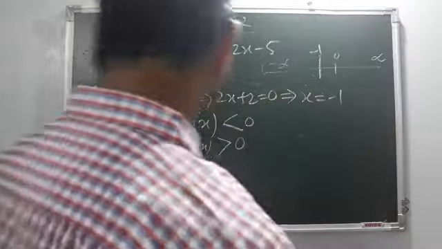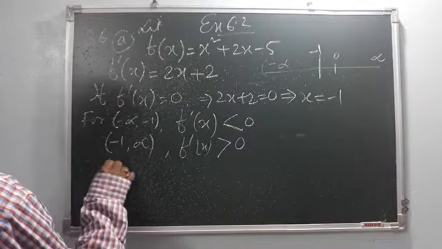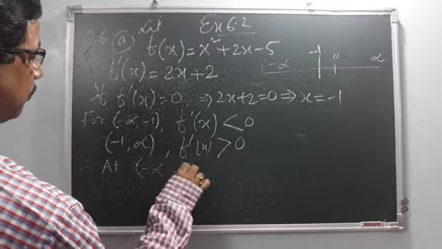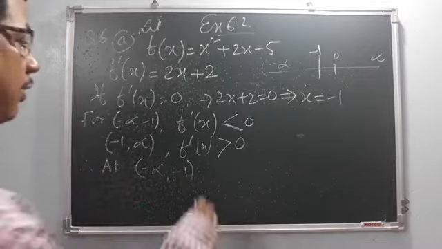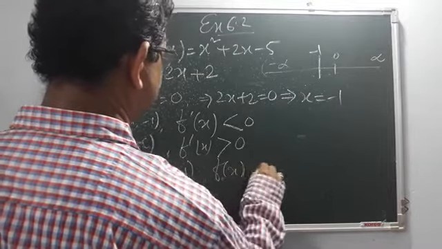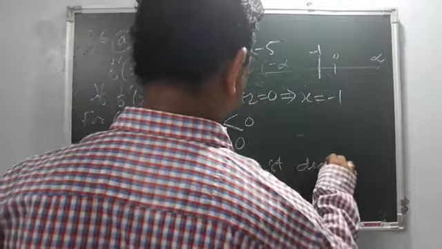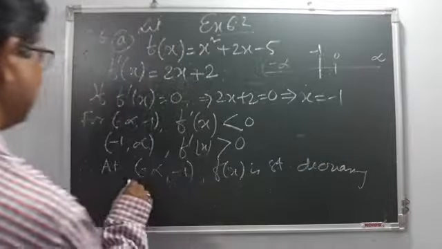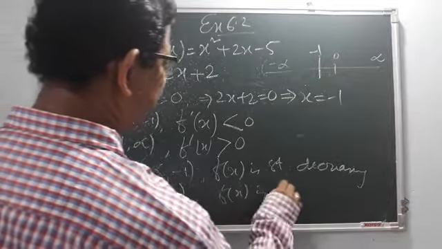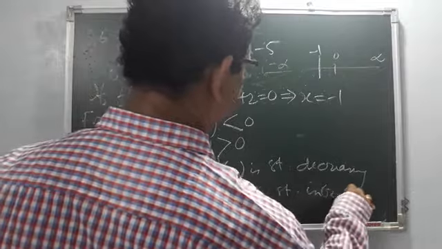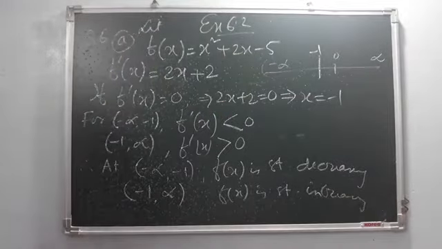So we will write, therefore, for x belonging to minus infinity to minus 1, f(x) is strictly decreasing, and for minus 1 to infinity, f(x) is strictly increasing. So this is our sum. We get two intervals at which the function is strictly increasing and strictly decreasing.